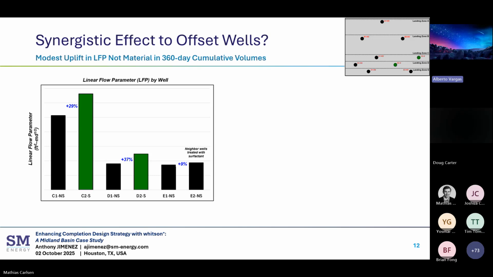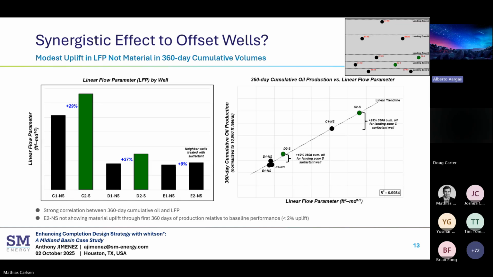Now moving forward, we also pontificated, well, that landing zone E well, just by being sandwiched between two surfactant wells, will it see any sort of uplift? And from the strictest linear flow parameter estimates here, when you do your specialized plot there, you do see a modest improvement. That's that plus 9%. But we wanted to then go validate that with production data. And when we do that, this is something that we've kind of seen throughout the day today in different flavors. But what I do is I trend here on the y-axis your 360-day cumulative oil production versus linear flow parameter on the x. What you see is a very strong linear correlation.